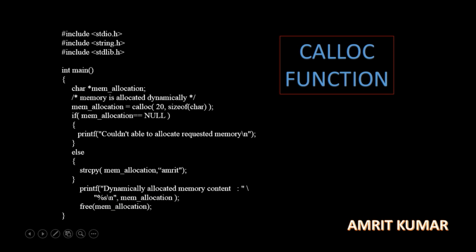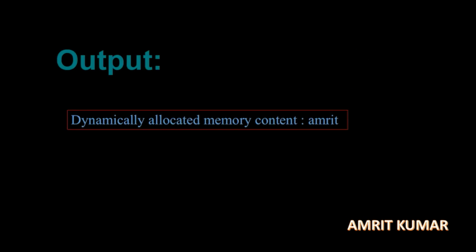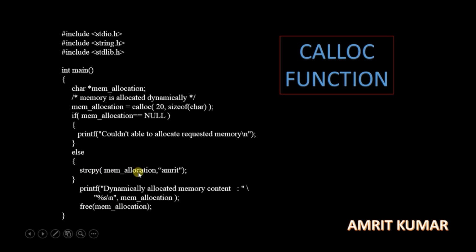This was all I wanted to say about the calloc function. Now the output you will see is that the dynamically allocated memory content prints Amrit, because strcpy is going to execute, and strcpy is the function used to copy the string. Whatever string it contains is copied into mem_allocation, and mem_allocation is the memory created dynamically with the help of the calloc function. So this was all about the calloc function.